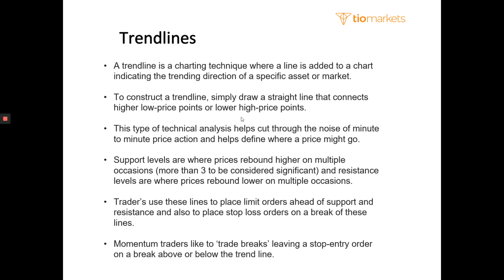Support levels are where prices rebound higher on multiple occasions, more than 3 to be considered significant, and resistance levels are where prices rebound lower on multiple occasions. Again, more than 3 is good to be considered significant. Traders like to use these lines to place limit orders ahead of support and resistance, and also to place stop loss orders on a break of these lines. Momentum traders like to trade breaks, leaving a stop entry order on a break above or below a trend line.